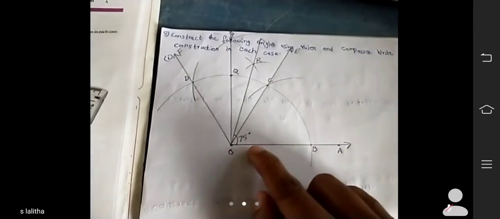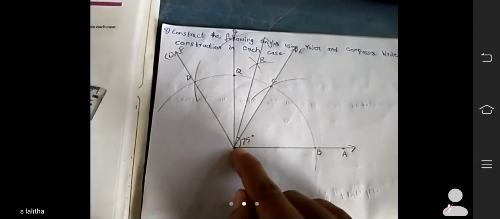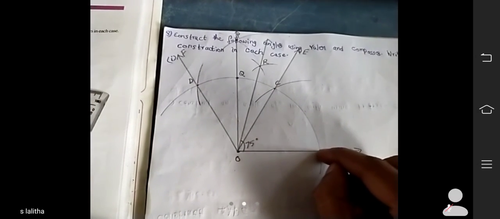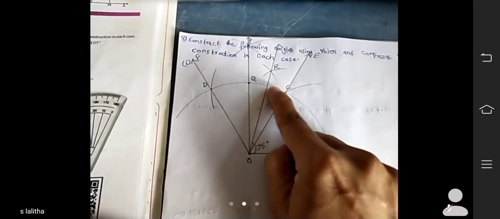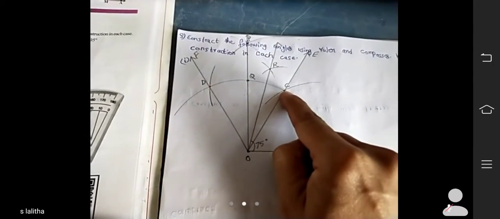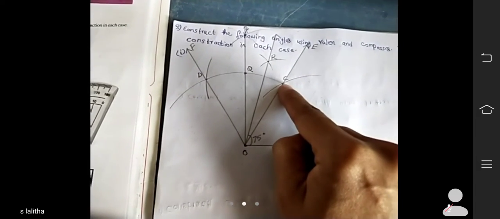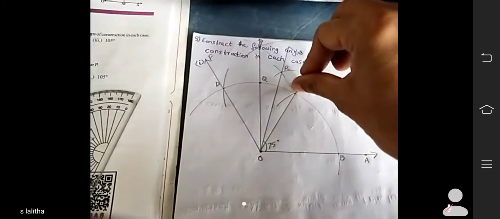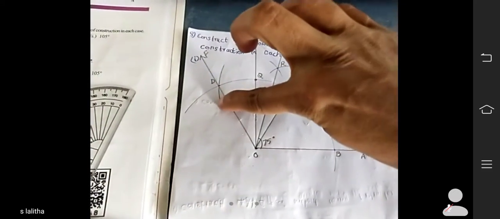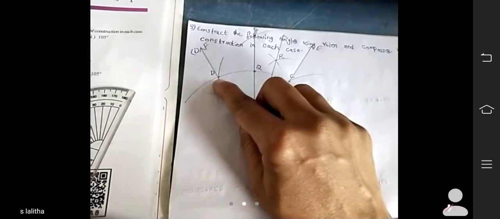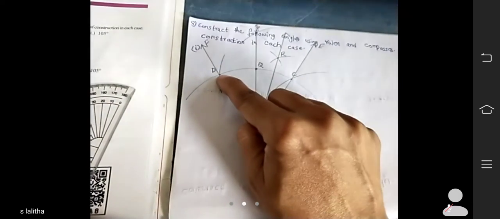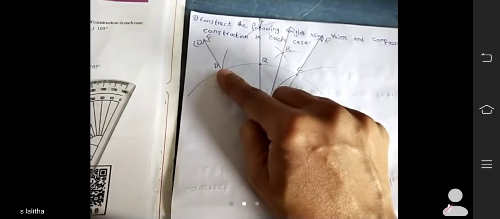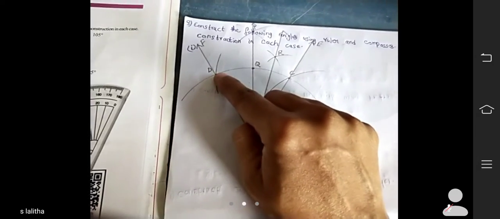Next, with the same radius, OB radius, keep the compass on B and draw an arc like this. This arc and this arc will be intersected here, so you have to put the point C. Next, same radius, keep it on C and again draw an arc. This arc and this arc will be intersected here, so put the point D. Did you understand?